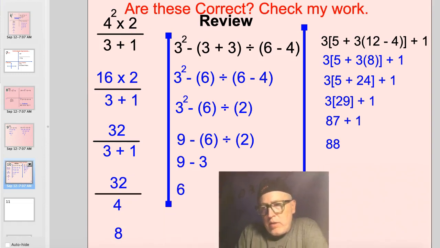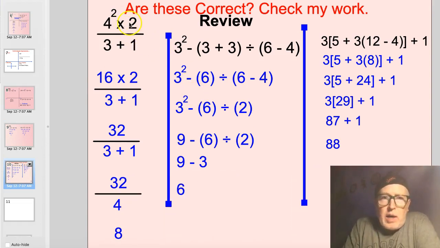I'll go back in the other corner. Up top, you got to deal with the exponent first before multiplication, so that's 16. And then you can do the multiplication, which is 32. Then you can do the bottom, which is addition. You got 32 divided by 4. You've done everything in the top. You've done everything in the bottom. Then you can divide. 32 divided by 4 is 8.